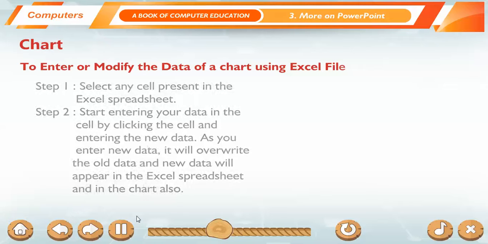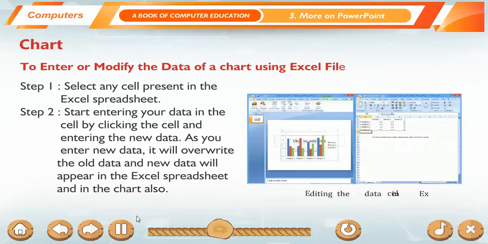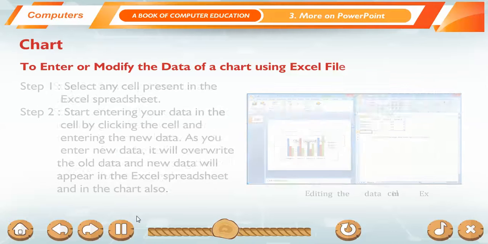To enter or modify the data of a chart using Excel file. Step 1. Select any cell present in the Excel spreadsheet. Step 2. Start entering your data in the cell by clicking the cell and entering the new data. As you enter new data, it will override the old data and new data will appear in the Excel spreadsheet and in the chart also.